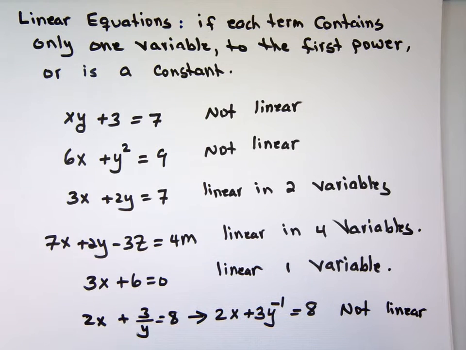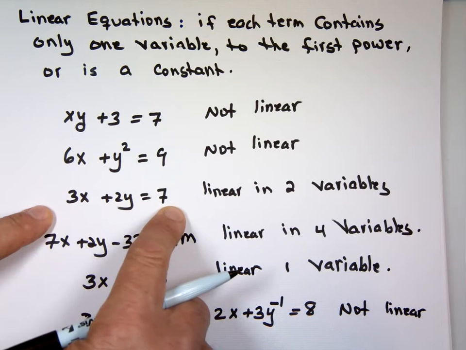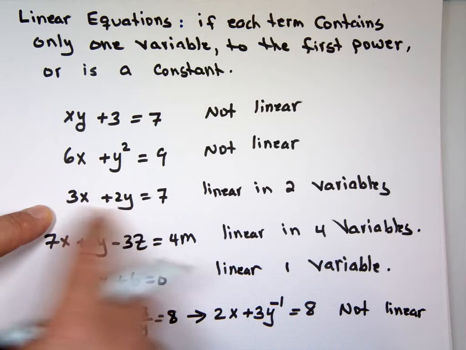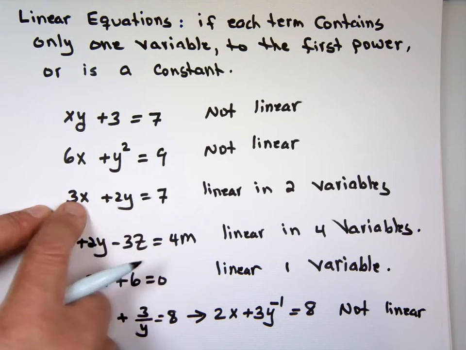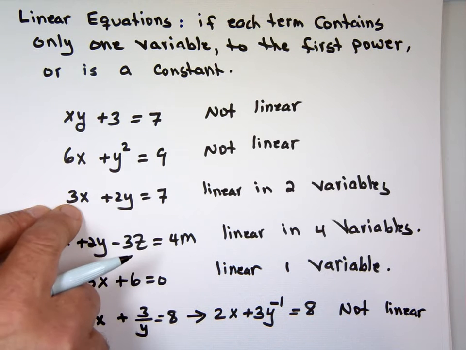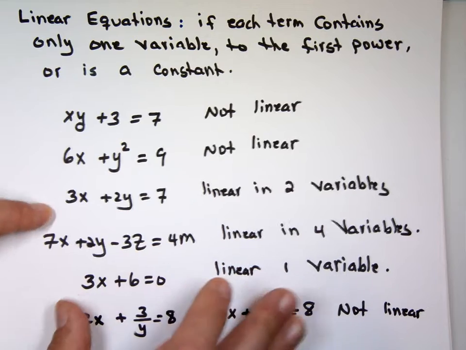This chapter deals with a linear equation in two variables, something like this. So we're going to spend the entire chapter looking at problems like these. You have a linear equation with two unknowns in it, x and y.